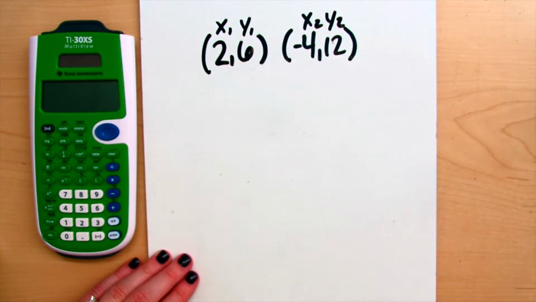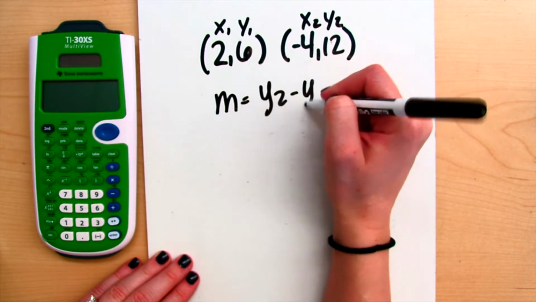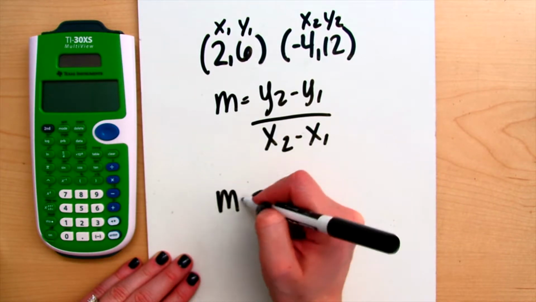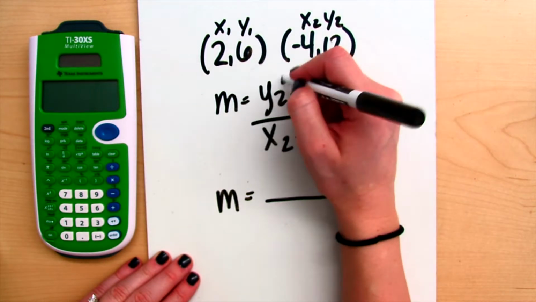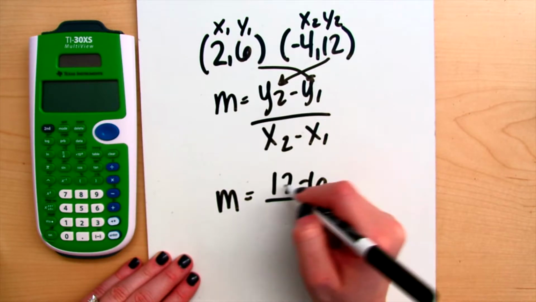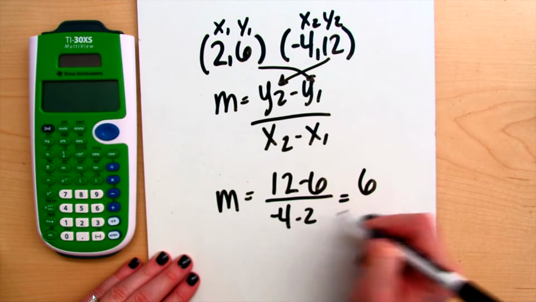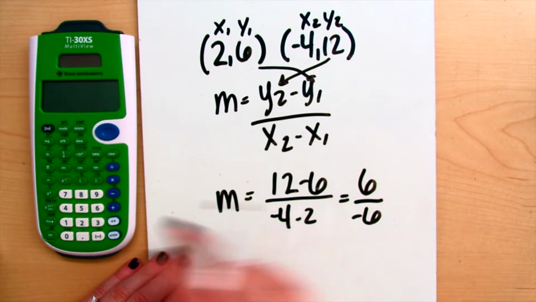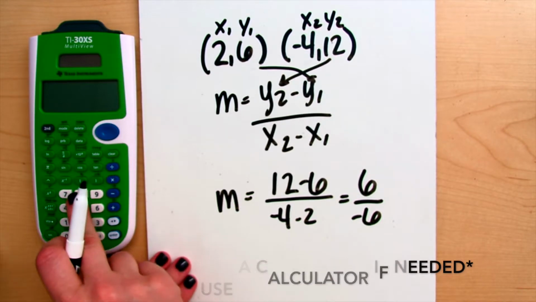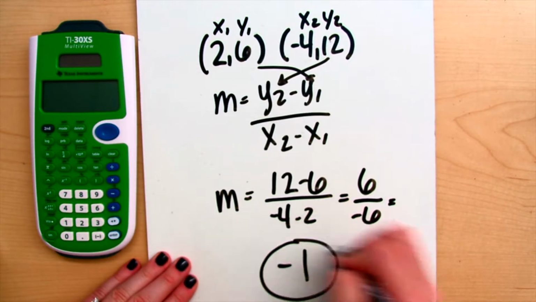Your slope formula is m equals y2 minus y1 divided by x2 minus x1. You'll then take your labeled points and plug them into this formula. You will then simplify your numbers in the numerator, simplify your numbers in the denominator, and this will end you with a fraction. You will then simplify this fraction, and that will be your slope of the line.